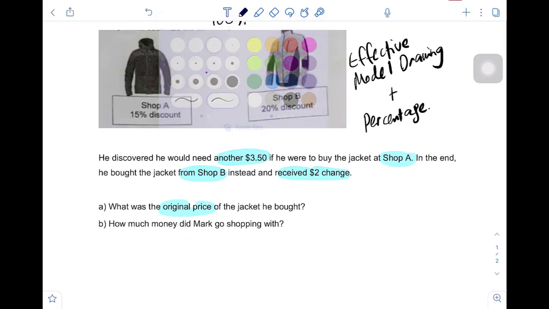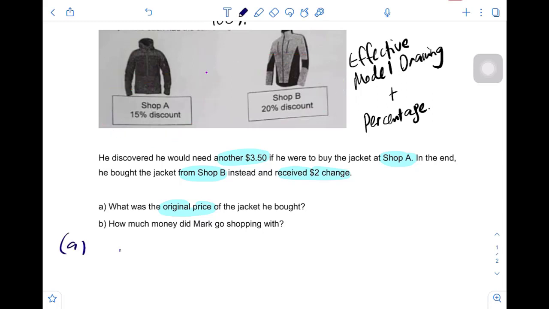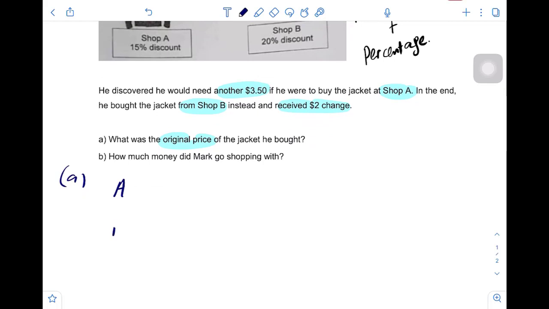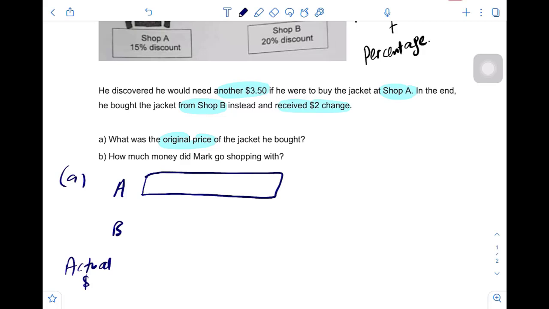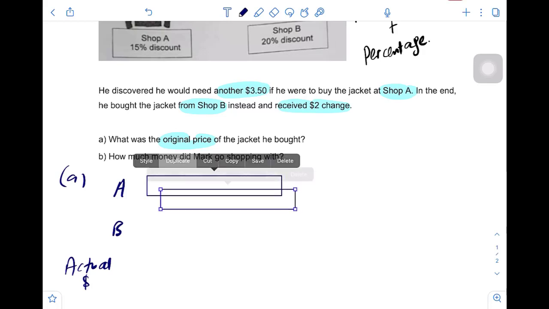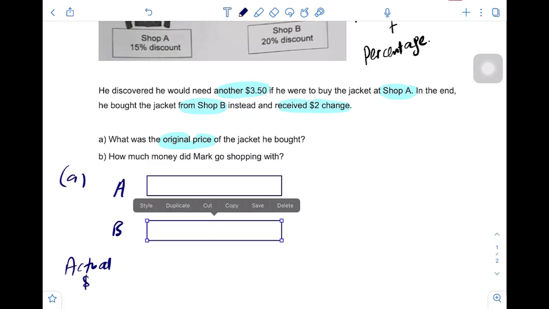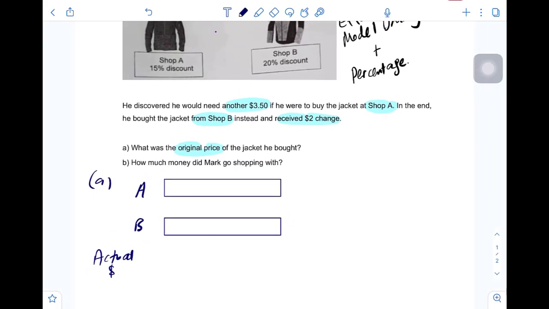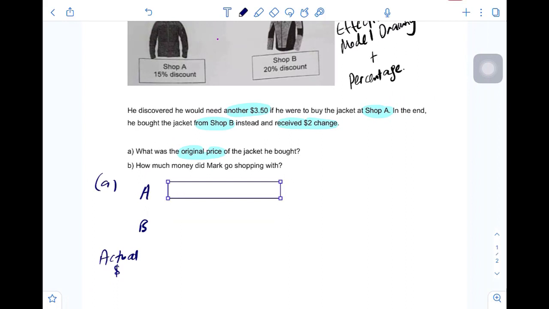What we'll do is draw 3 models. One is for shop A, one is for shop B, another one is for James's actual amount of money. So we'll start with shop A first, and then shop B, and then the actual money here. So for shop A, the original will be 100%. Okay, we duplicate this for shop B because they are the same. Both are 100% original. However, for shop A, the discount is lesser as compared to shop B.